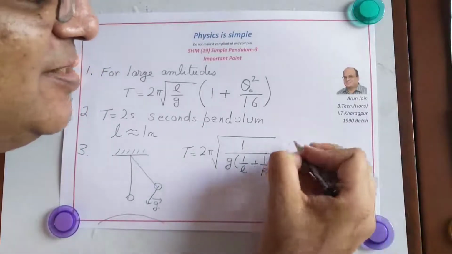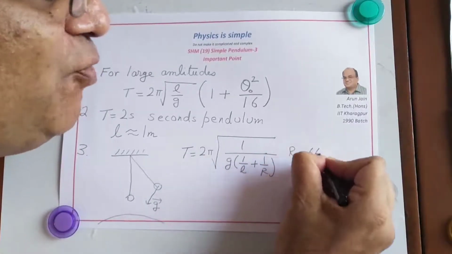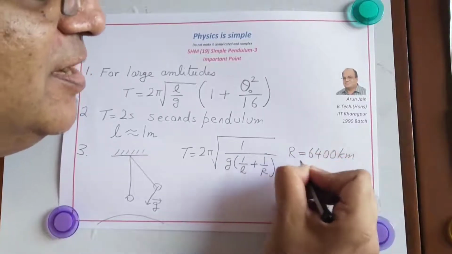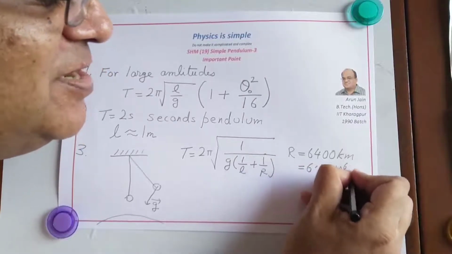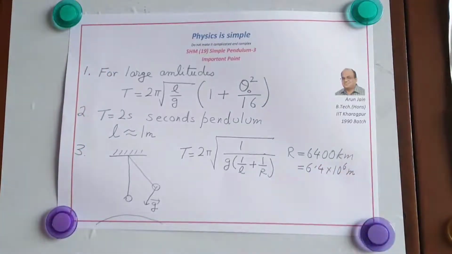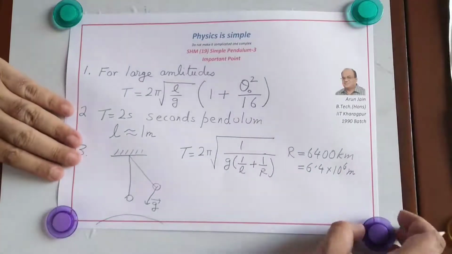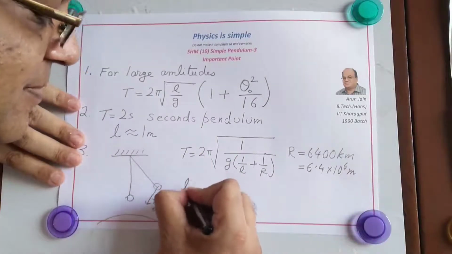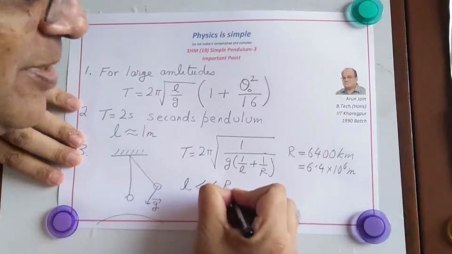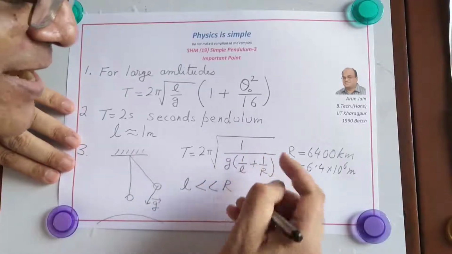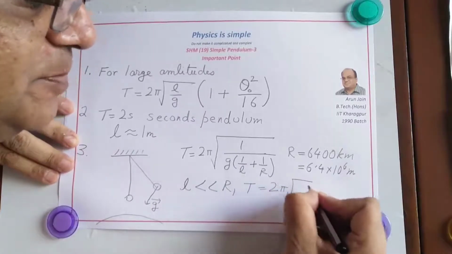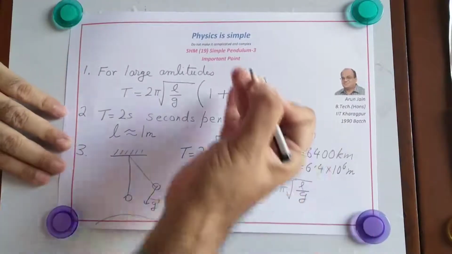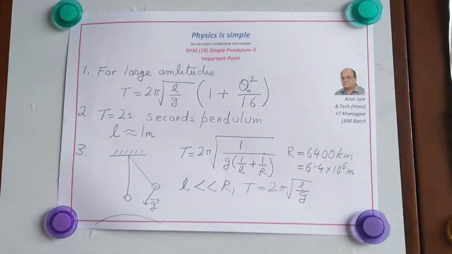of the earth. The radius of the earth is 6400 kilometer, that is 6.4 into 10 to the power 6 meters. So this is the radius of the earth, and here in this equation R is the radius of the earth. If this L is much less than R, which will normally be the case, then this term can be neglected. So time period becomes 2 pi root over L by g. That is what we had for the simple pendulum.